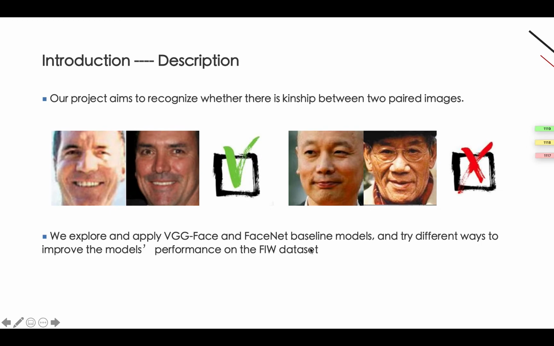Our project aims to recognize whether there is kinship between two paired images. The following picture is our example. We explore and apply VGG Face and FaceNet baseline models and try different ways to improve the model's performance on the FIW dataset.